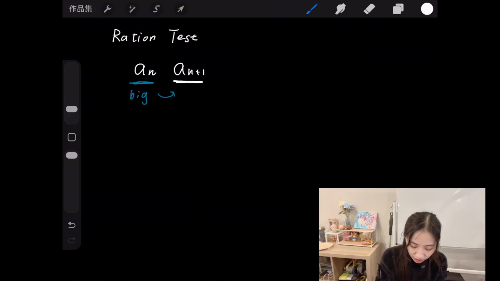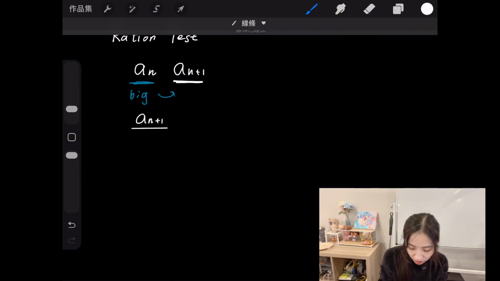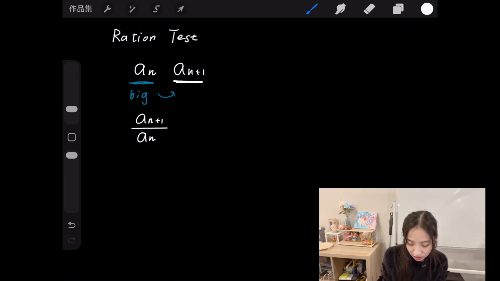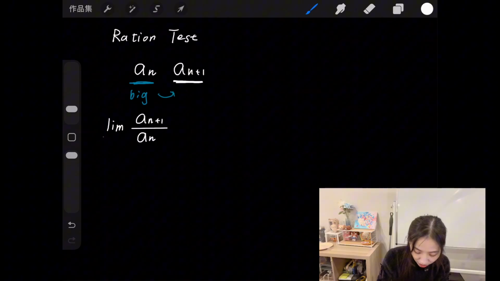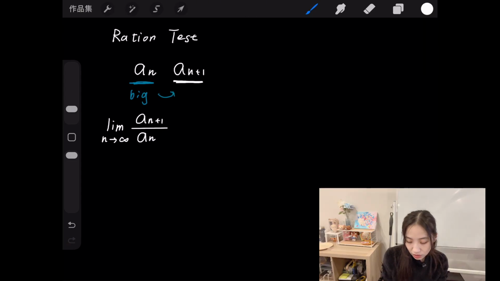How do you know something is bigger or something is smaller? It's very simple. You just divide them together. So let's say we put a sub n plus 1 on the top, and then we put a sub n in the denominator. And when n approaches infinity, we want to know this value. So let's assume this value is p.